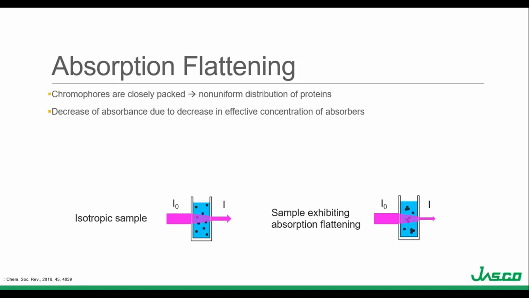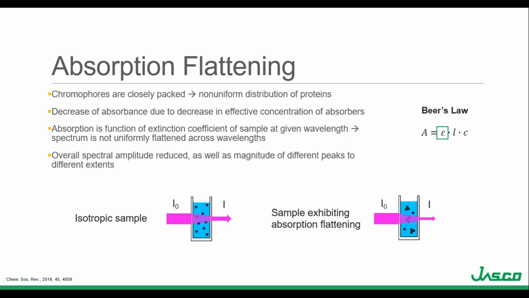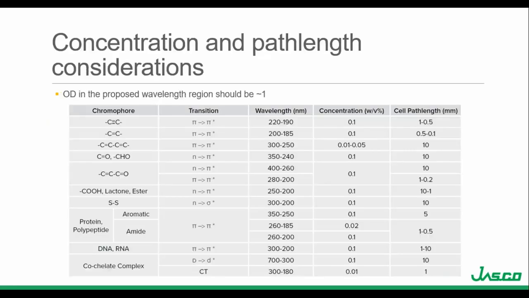Since absorption is dependent on the extinction coefficient of the sample at a given wavelength due to Beer's law, a correction term can't be applied to the spectrum, since the absorption flattening is not going to be uniform across the wavelength range. So the overall spectral amplitude of the peaks is reduced as well as the magnitude, distorting the spectrum.